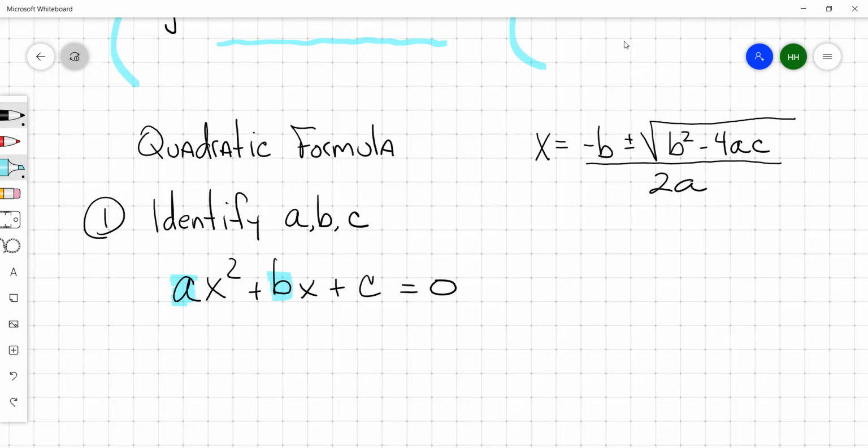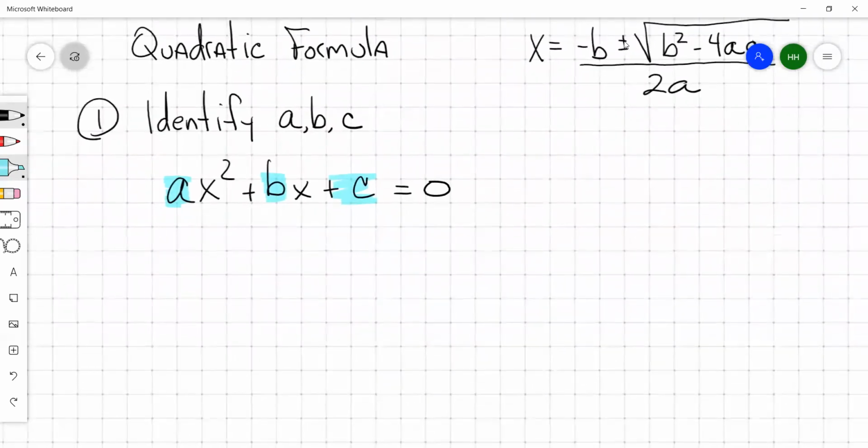Your C is what's sitting out here by itself. All right? And that's when this equation is ordered just like this. The x squared is all the way to the left. The B is next to the x, and it's in the middle. And the C is right next to the equal sign. And then you plug those values into that formula, just like I showed you how to do the other day.